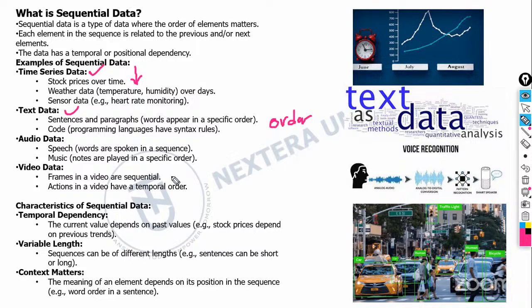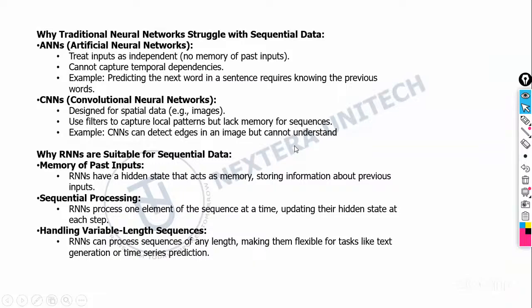Then, coming to the next topic, let us understand why traditional neural networks struggle to work on sequential data. If you take ANN, there is no memory inside it, right? So when you take ANN, let me take a classification problem. Each and every input will be passed to the input layer neurons. Yes, I'm just taking a classification problem, friends.